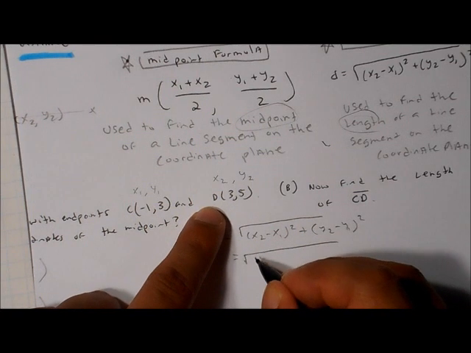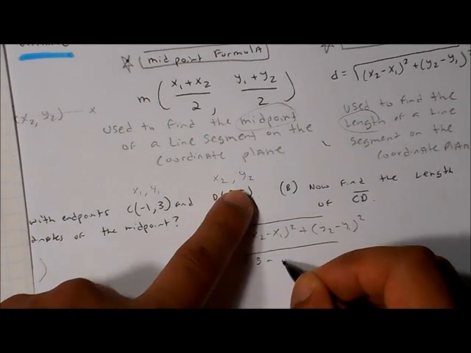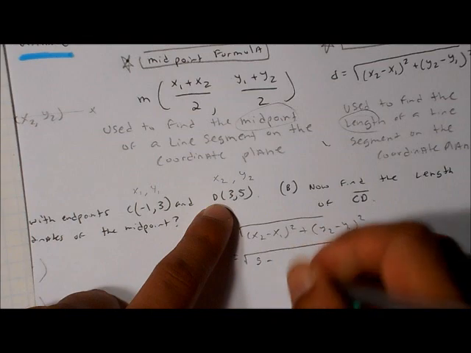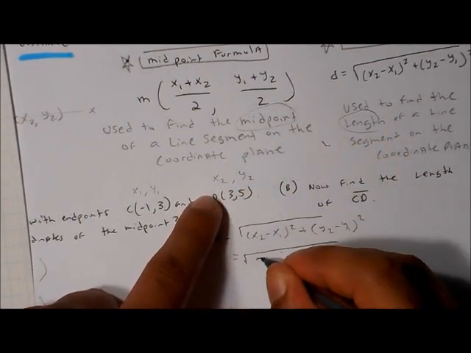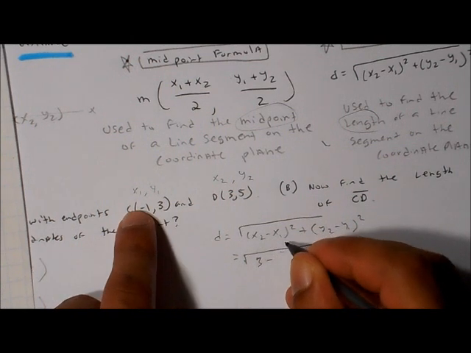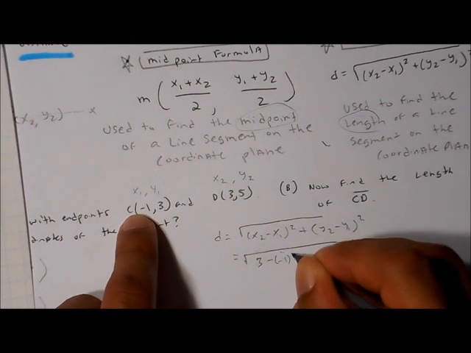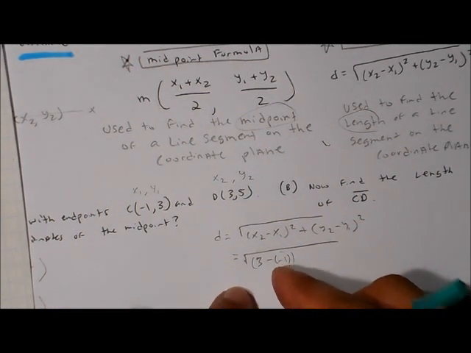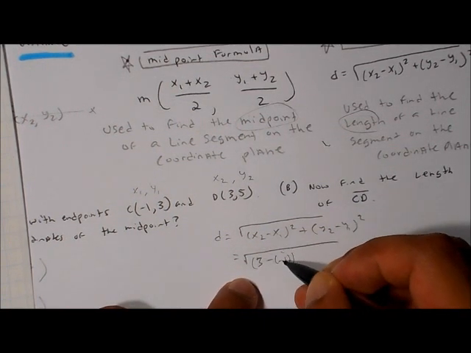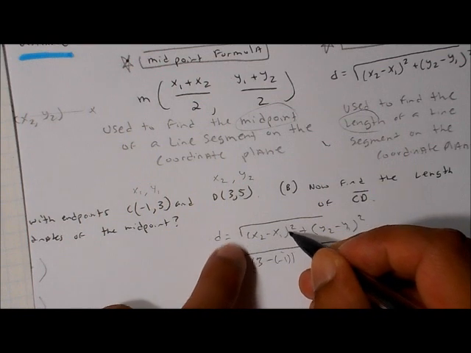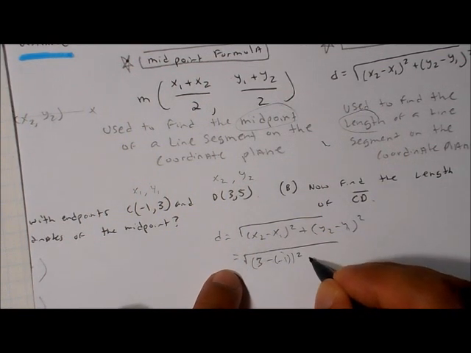So x2 is 5 minus, oh sorry, my mistake. x2 is 3. 3 minus x1, which is negative 1. And that whole entire thing is inside our parentheses here. So our 3 here is right there. Negative 1 is right here. And it's still inside the parentheses. And we've got to square that.